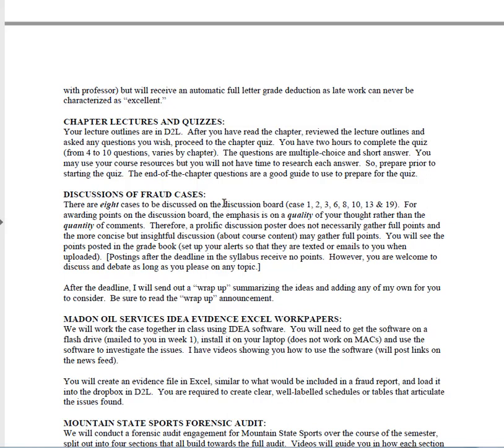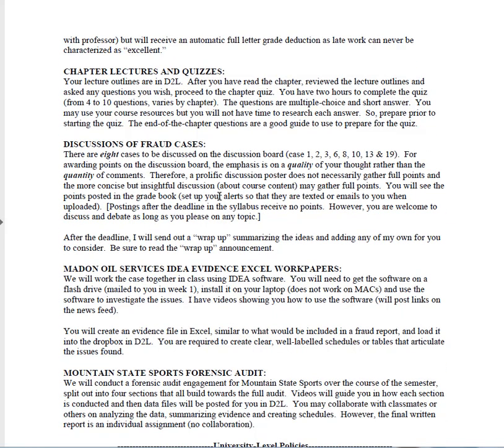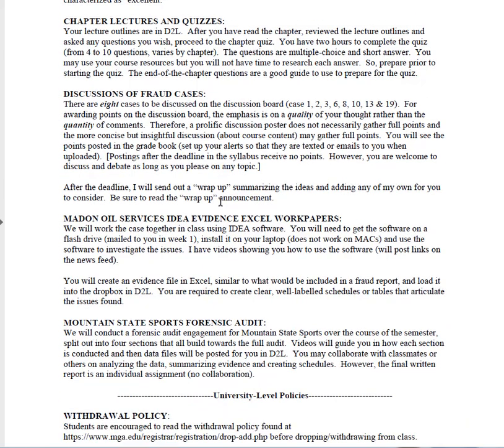So there are chapter lectures and quizzes in D2L, which I'll show you. And then there's a discussion board. This is a little bit more about how that's going to work. Quality rather than quantity, so shorter, clearer, more insightful is actually more likely to get full points than to ramble on. So take a few minutes to author your comments.